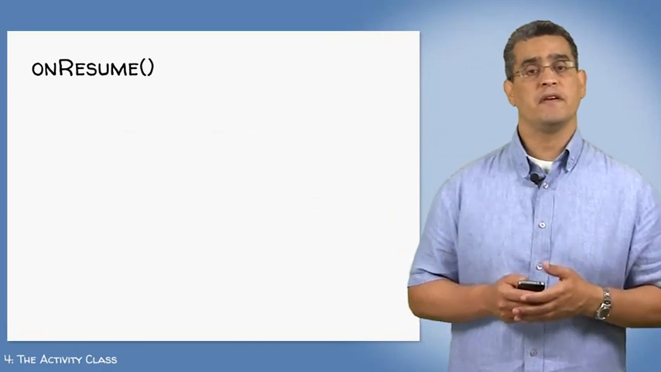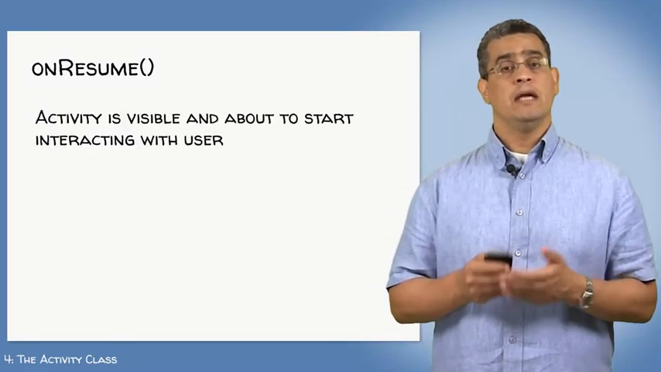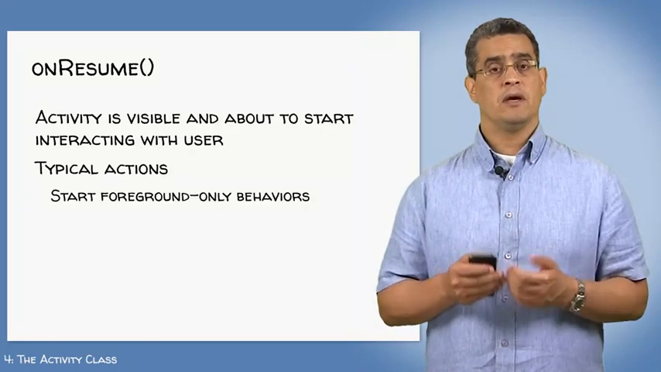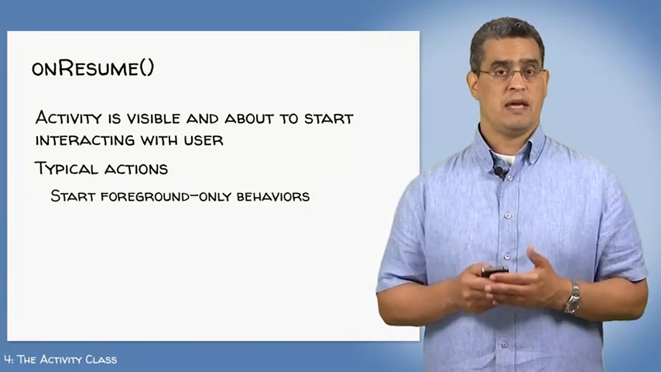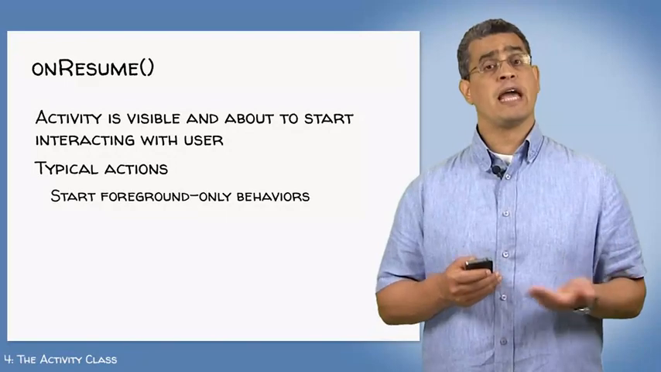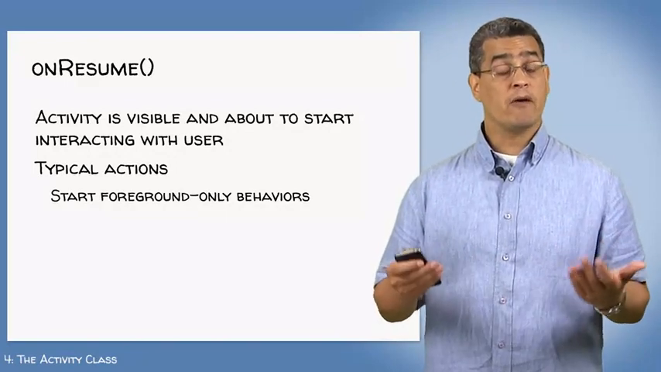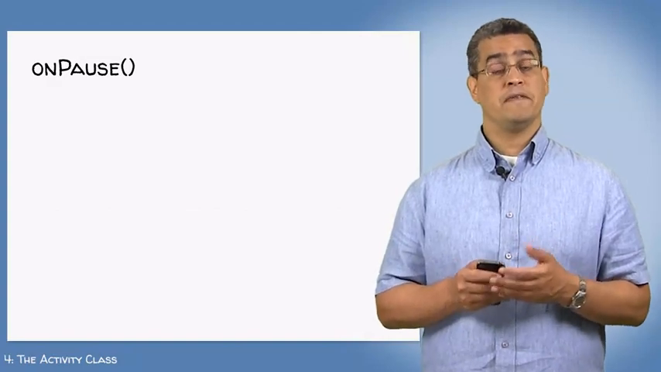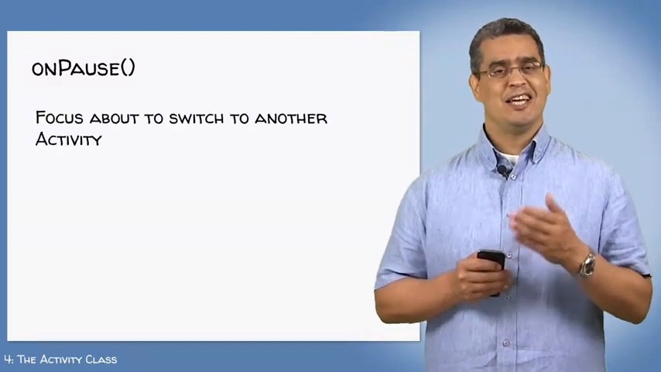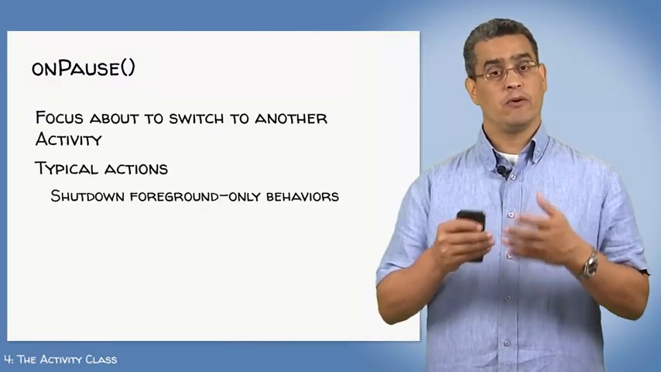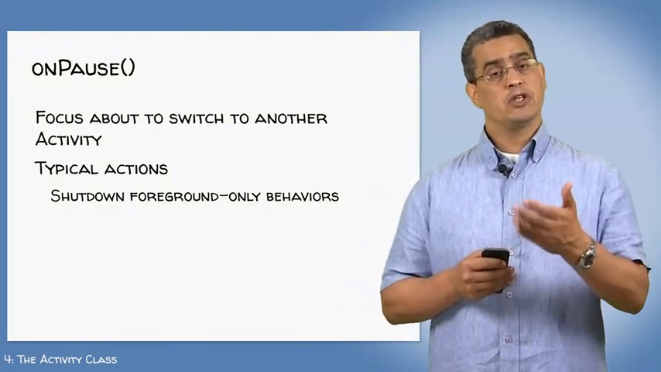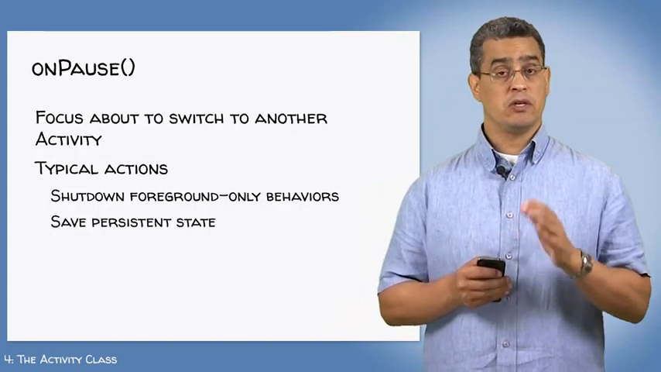The onResume method gets called when the activity is visible and about to start interacting with the user. And some things you do in this method are to start foreground-only behaviors. Things like starting animations or playing a background soundtrack. OnPause is called when your activity is about to lose focus. In this method, you can shut down foreground-only behaviors. Things like killing animations. And you should also save any persistent state that the user has edited.